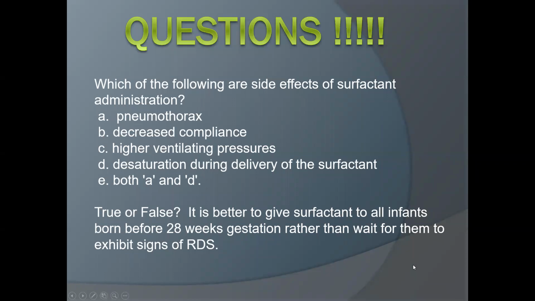Is it true or is it false? It is better to give surfactant to all infants born before 28 weeks gestation rather than wait for them to exhibit signs of RDS. We wait. When they have distress, that's when we say, yeah, I think we need to give surfactant. My mind doesn't compute that, but I guess not everybody is born the same. Some will need surfactant and some will be just fine without it. So why just automatically give it to everybody?